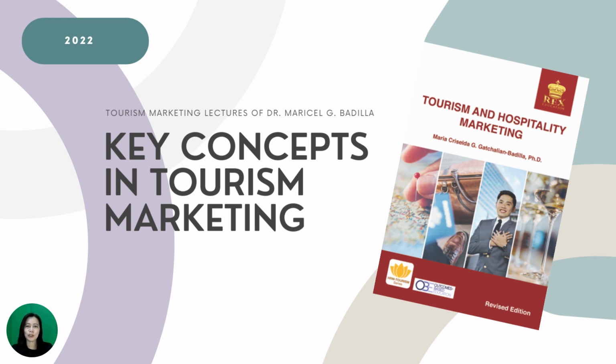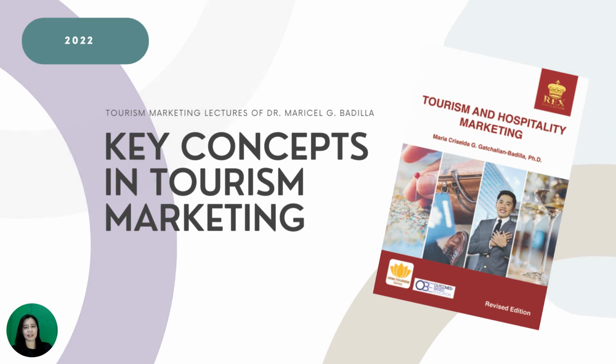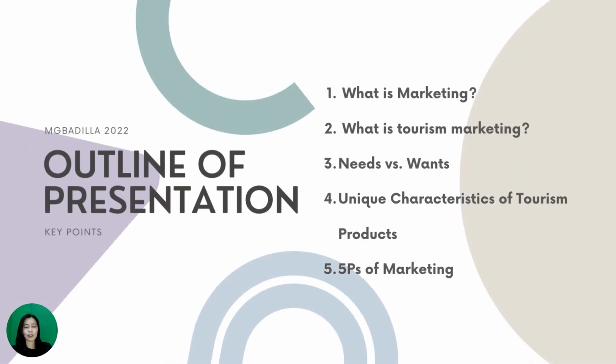This is an introductory lecture to explain the difference between regular marketing and tourism marketing. Most of the differences actually come with the fact that tourism has its unique characteristics. So to just give you a background of today's lecture, we will be looking at what marketing is and what is tourism marketing, and then differentiating what needs are versus what wants are, and discussing the unique characteristics of the tourism product, which makes it special and unique as a product that differentiates it from the usual consumer goods.